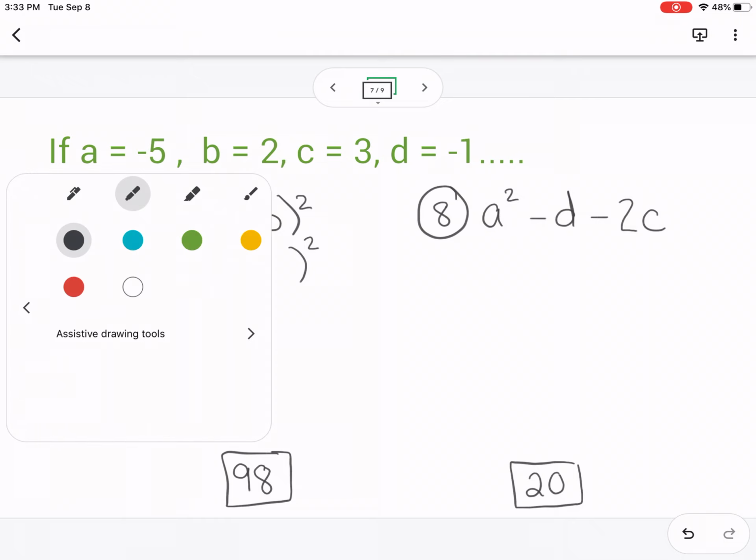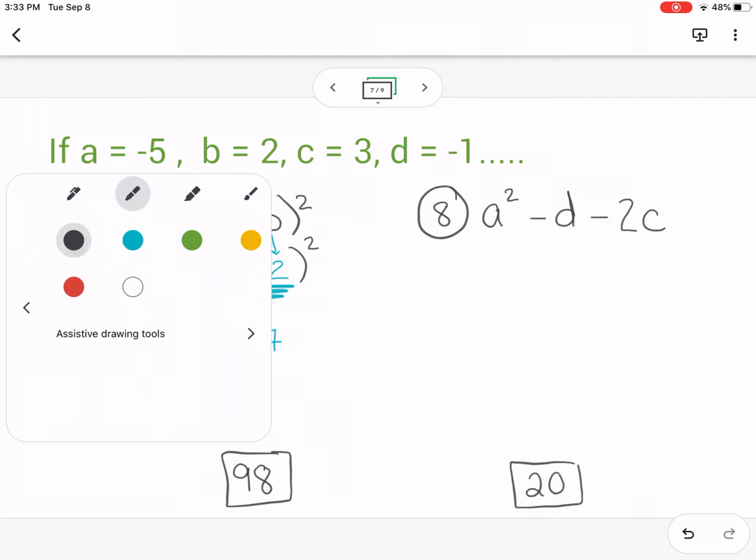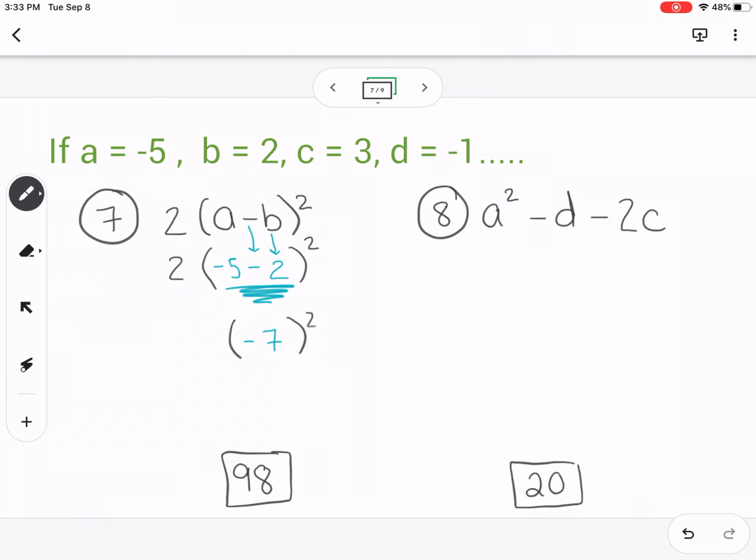All right, so on number 7, I'm going to replace my A with a negative 5. I'm going to bring down that subtraction sign and then replace the B with a 2. I would then work on the inside of my parentheses, so that gets me negative 7. And now I'm going to bring everything down. Now I would focus on my exponent. So negative 7 squared, we were just talking about taking a negative and squaring it. It would become positive 49. And then 2 times 49 is 98.